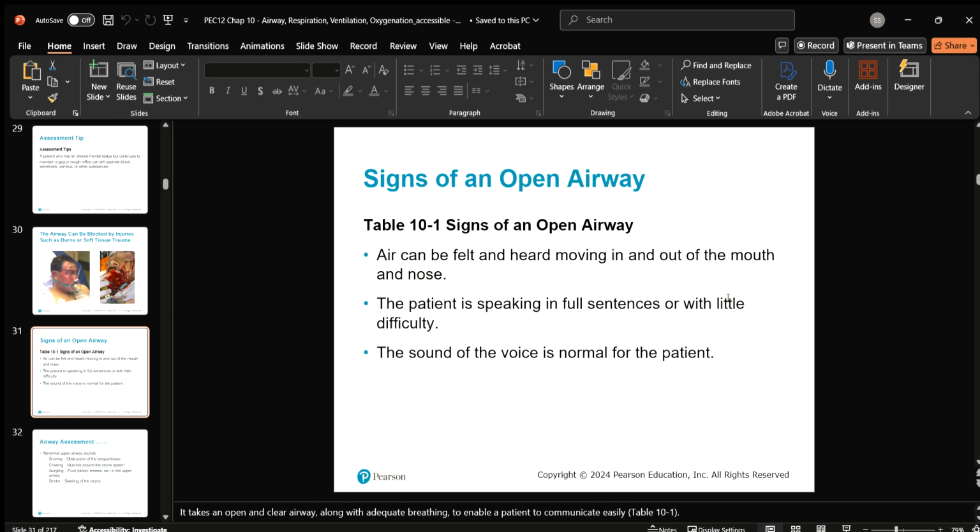All right, so signs of an open airway. What's another word for an open airway? Starts with a P. Patent. A patent airway. Okay, we can hear and feel air. Their voice is normal. Okay, like we said before, if we're responding to a house fire and their voice is very hoarse and raspy, that's not a good airway.